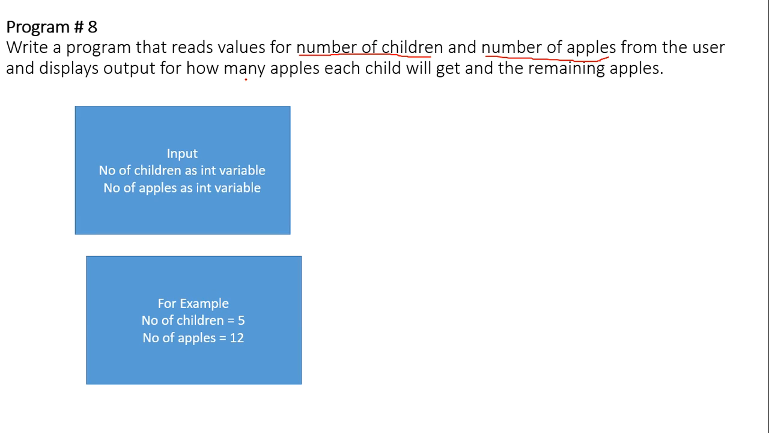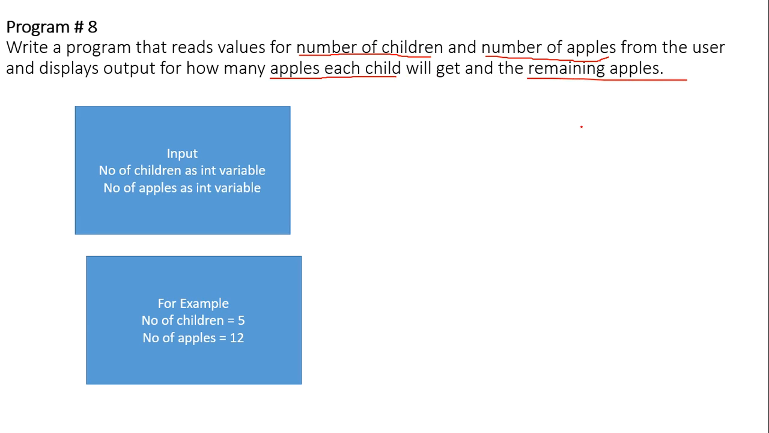The output is the number of apples each child will get. We are dividing the apples among these children, and the condition is that each child will get an equal number of apples. So we have to mention the number of apples each child will get and the remaining apples.